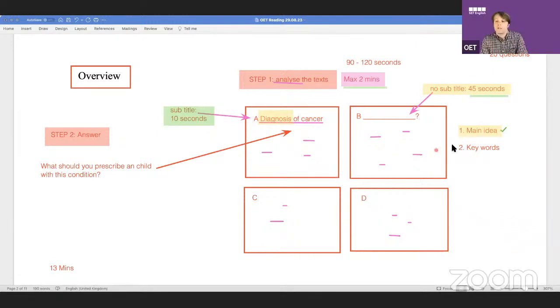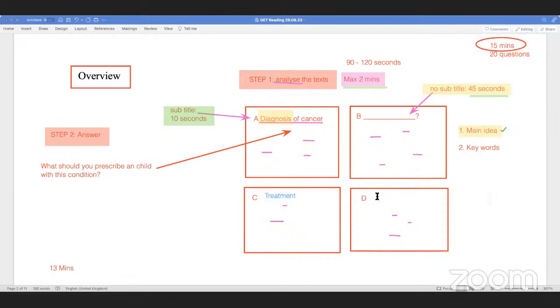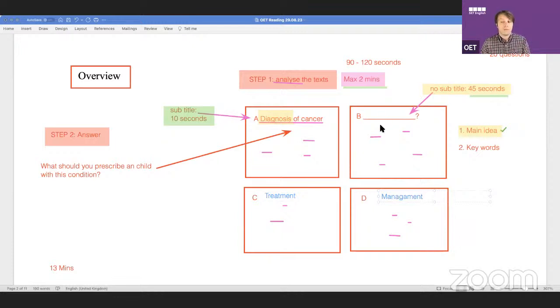Okay, so main idea, diagnosis. I'm trying to find my main ideas here. Okay. So let's say, for example, can anyone give me an example of a main idea in OET? What kind of things do we normally see? Yeah, okay, let's say C is treatment. Okay, good example. What else is a main idea? Management. Maybe management. Thank you. Anyone else? Signs, symptoms.